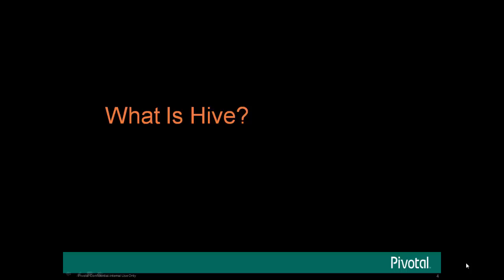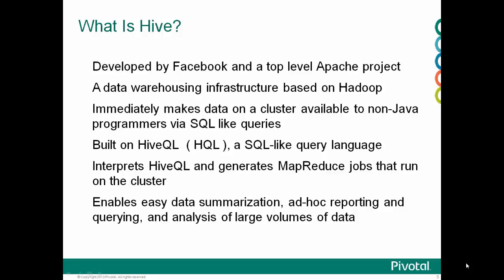What is Hive? Hive was developed by Facebook and is now a top-level Apache project. It is a data warehousing infrastructure based upon Hadoop. It makes data immediately available for non-Java programmers via a SQL-like interface. It is built on what is referred to as HiveQL or HQL, which is a SQL-like query language. Hive interprets HiveQL and generates MapReduce jobs that are then run against the cluster.